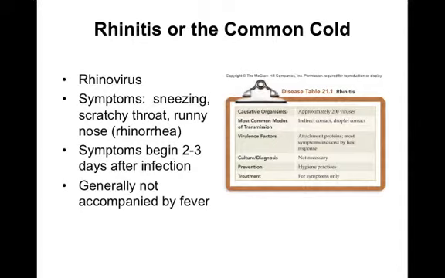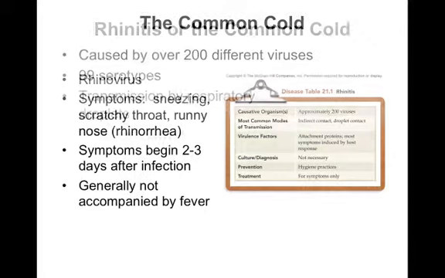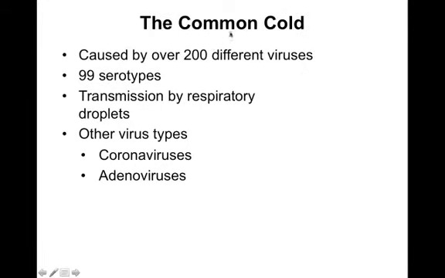However, you could potentially have a low-grade fever associated with the common cold. There are 200 different viruses that cause it, with 99 different serotypes. So this basically gives you an unlimited variety of different viruses that can cause the cold. For this reason, there is no cure for the common cold, because every cold infection is generally a different virus, a different serotype, making it very hard for us to produce a viable vaccine against it.